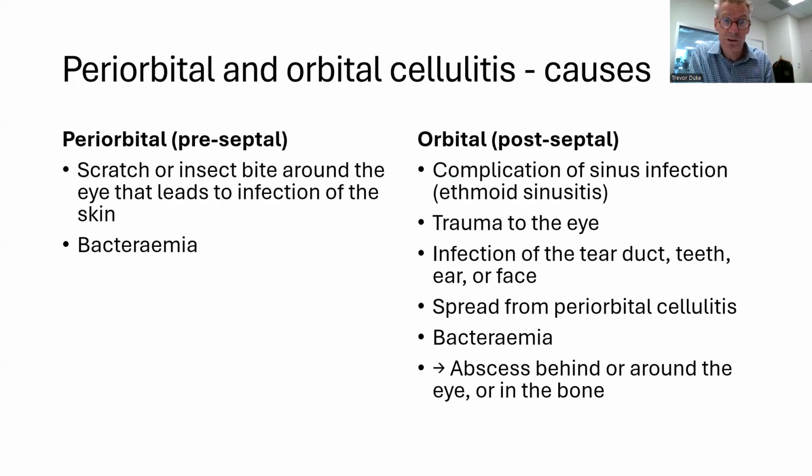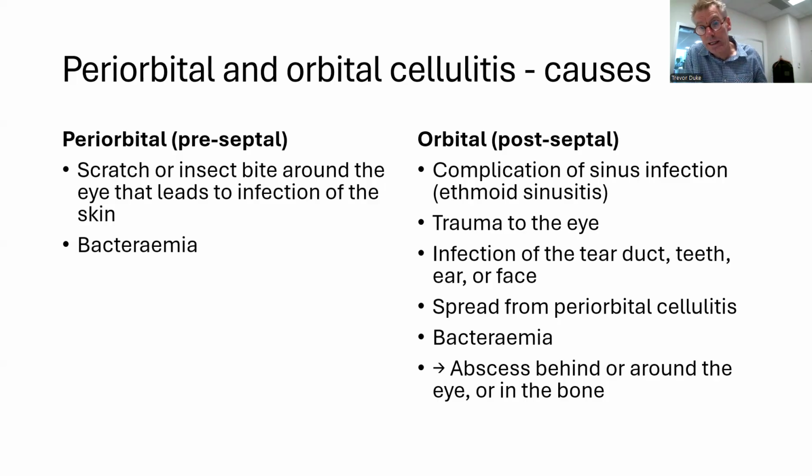Periorbital cellulitis usually results from one of two things, either a scratch or an insect bite around the eye that leads to infection of the skin, or sometimes if a child's got bacteremia from any cause, it might be bacteremia from pneumonia, or bacteremia from the skin, or bacteremia from an infection in some other location, even the throat, then the bacteria, just the same as bacteria can lodge in the distal end of bones, causing osteomyelitis, they can also lodge in the periorbital tissue around the eyelid. That's the origin of periorbital cellulitis.